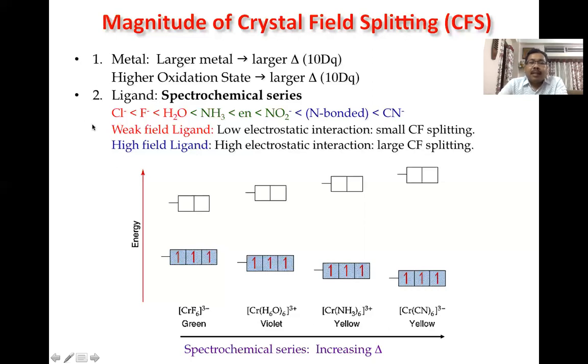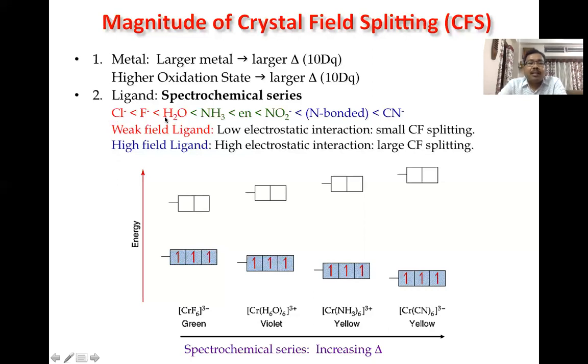Then ligands. It also depends upon the nature of the ligand, what type of ligand is present in your compound, and that is what is known as the spectrochemical series. In my earlier video, I discussed what the spectrochemical series is. Basically this is the series. I have not mentioned all the ligands here; a few important ligands have been included.